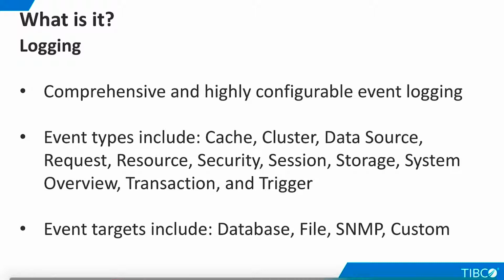If an event is configured to be loggable, it may be logged to one or more of the following targets. First, it may be logged to the TDV repository database. Second, it may be logged in the TDV Event Monitor log file. Third, it may be logged as an SNMP trap. Finally, it may be logged to a user-written custom event handler. In this Demoette, we will look at the first three targets. However, custom event handlers are beyond the scope of this Demoette.